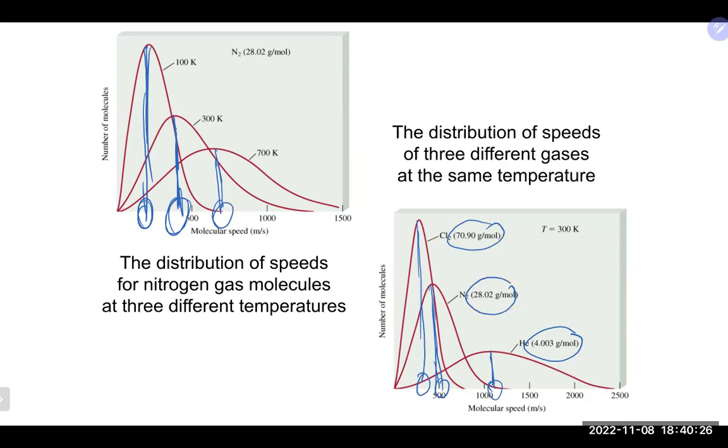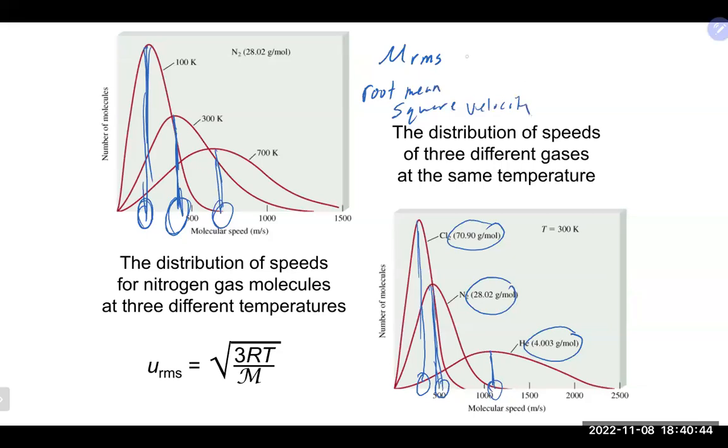You can actually calculate the root mean square velocity of a gas, and that's what that is on the bottom. That is RMS, which stands for the root mean square velocity. And it equals the square root of 3 times RT divided by the molar mass. So these are a couple of different things. T is our temperature in Kelvin. The molar mass here actually needs to be in units of kilograms per mole rather than grams per mole.